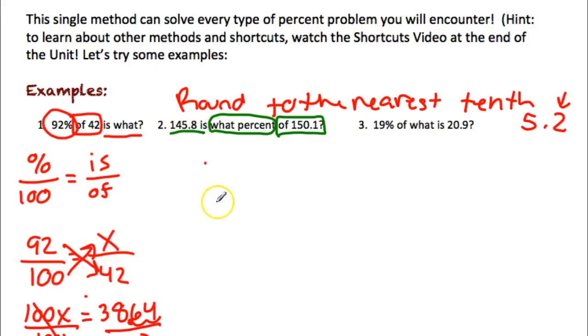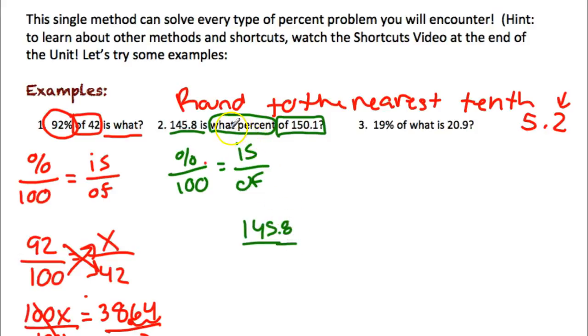145.8 is. Okay, so I'll write my proportion again. I have percent over 100 equals is over of. So let me fill it in. 145.8 is, so that should go on the top right. 145.8.